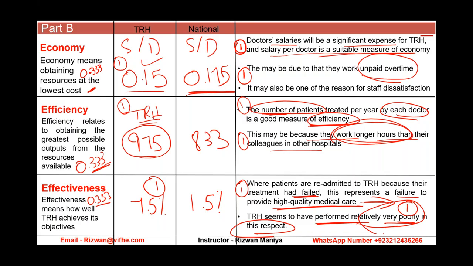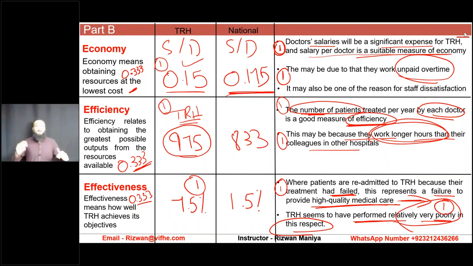They made them work more because they had to deal with more patients. But at the end of the day, what they could not achieve was quality. So they compromised on quality. They saved their costs and treated more patients, but at the end of the day, their objective is unachieved, which means effectiveness is not good.